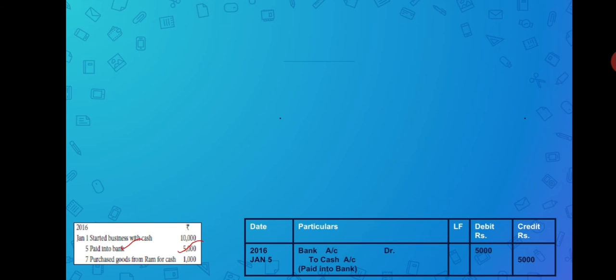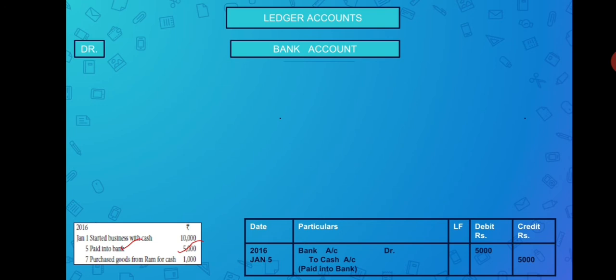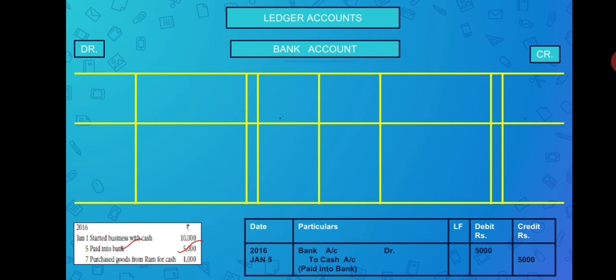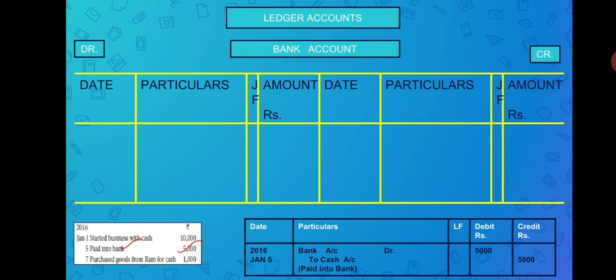For this we have the journal entry, bank account and cash account. So 2 accounts we want to open and 2 times we want to do the posting, one for bank account and another for cash account. Now open the ledger accounts. For bank account, debit side, credit side. Draw the format: date, particulars, JF, amount rupees. Credit side: date, particulars, JF, amount rupees.